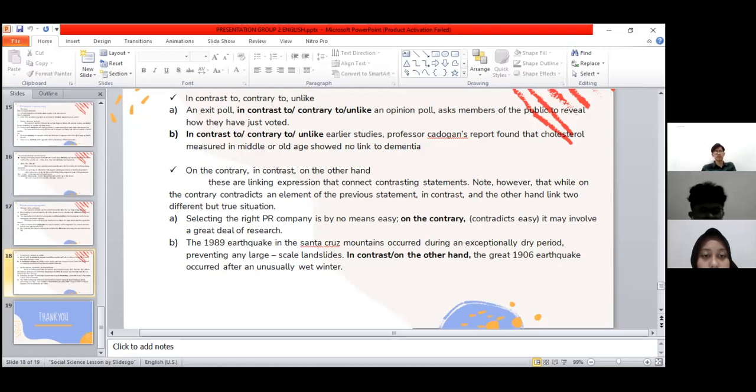One. Selecting the right PR company is by no means easy. On the contrary, it may involve a great deal of research. Two. The 1989 earthquake in the Santa Cruz Mountains occurred during an exceptionally dry period, preventing any large-scale landslides. In contrast, or on the other hand, the Great 1906 earthquake occurred after an unusually wet winter.